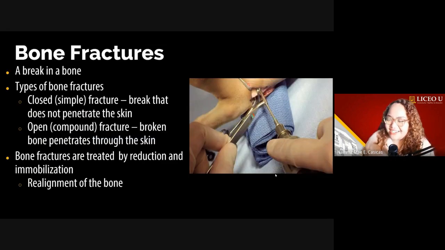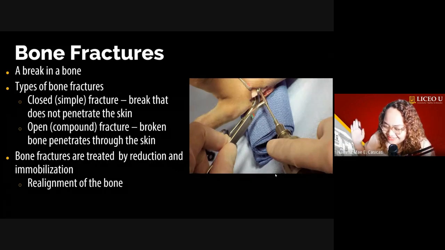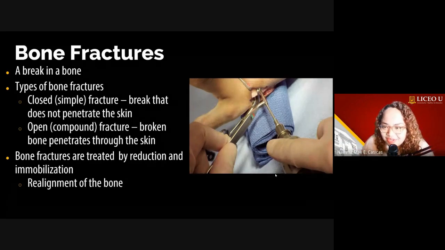Okay, let's go here. We're going to talk about bone fractures. Who here has had a broken bone? Raise your virtual hand. No one yet? Good. If you haven't broken a bone yet, congratulations to you. I do not recommend it.